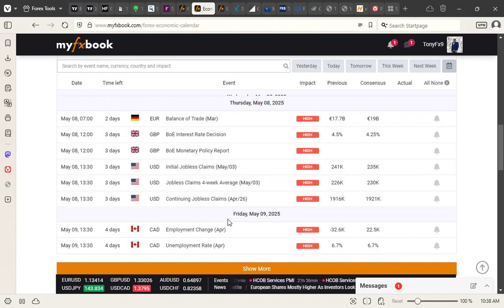And on Friday, to wrap it up, May 9th, 2025, we have the New York session news, employment change for CAD. If you see a figure higher than 22.5K, it is good for CAD. A lower figure is bad for CAD. Then for the unemployment rate, if you see a figure higher than 6.7%, it is bad for CAD. A lower figure than 6.7% is good for CAD. So that is literally what I see right now for the fundamental analysis.